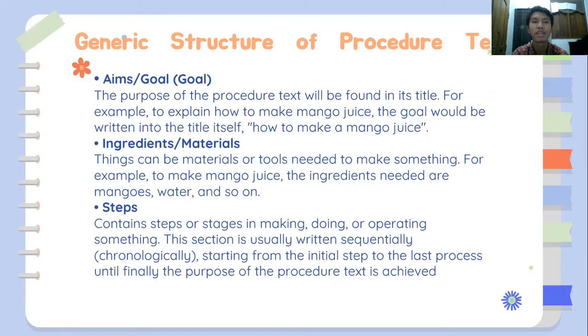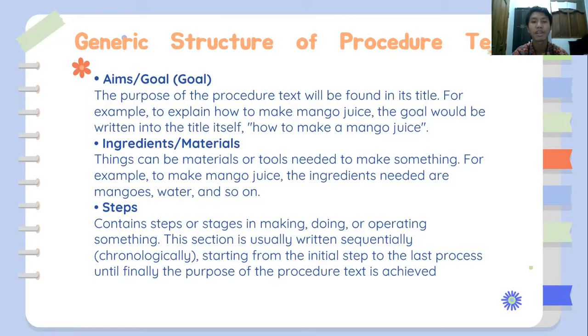There are three generic structures of the procedure text. The first is aims or goal. That is the purpose of the procedure text, which will be found in its title. For example, to explain how to make mango juice, the goal would be written into the title itself, how to make a mango juice. The second is ingredients or materials.